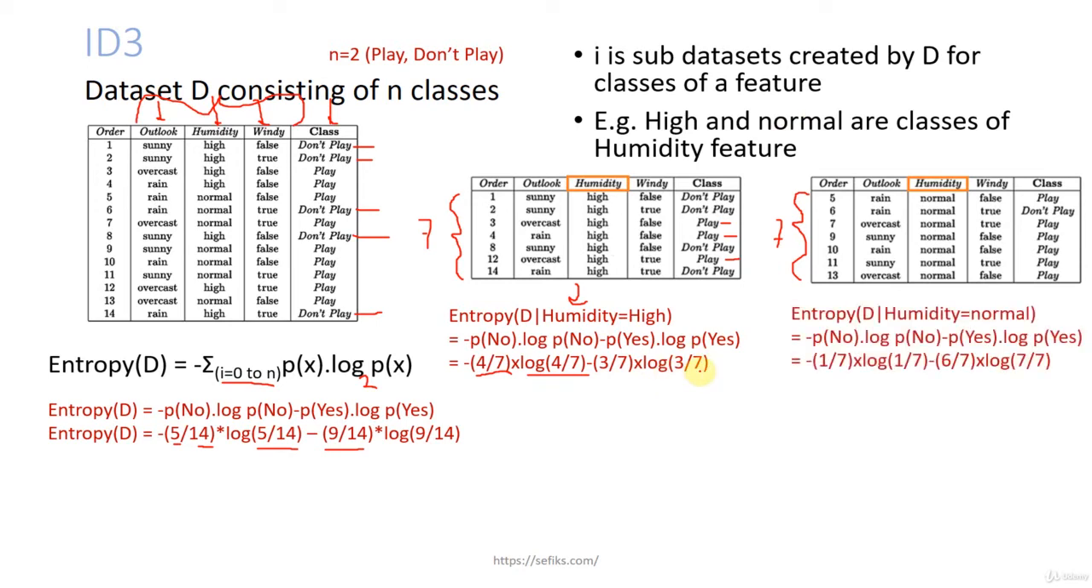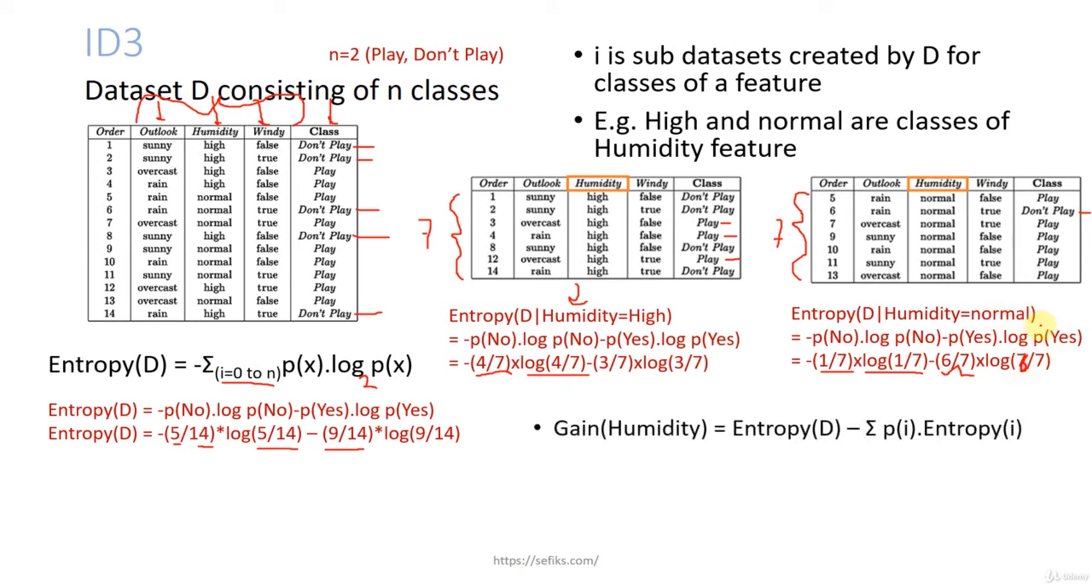Let's calculate the entropy for the second sub data set. As seen, only one instance has don't play label. That's why its probability is 1 over 7 times logarithm 1 over 7, minus probability for yes, which is 6 in the second data set, 6 over 7 times logarithm 6 over 7. This should be 6. There is an error in the original format.